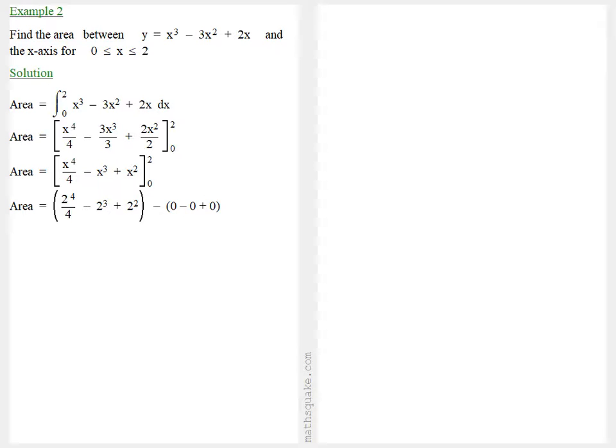So that gives us 2 to the power 4 over 4 minus 2 cubed plus 2 squared, take away 0 minus 0 plus 0. So the area works out to be 4 minus 8 plus 4, which gives an area of 0. Now that shouldn't give us an area 0 because the graph does not lie on the x-axis.